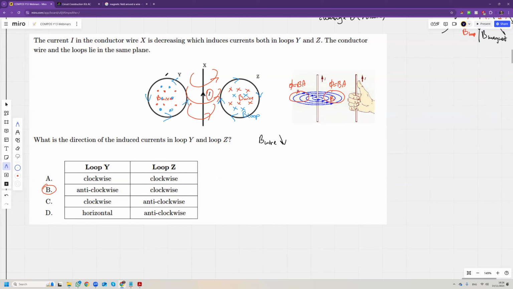Does that make sense on a scale of 0 to 10? Do you understand fully? You use the right-hand rule to find the direction, yes? So around the loop. On a scale of 0 to 10, please.